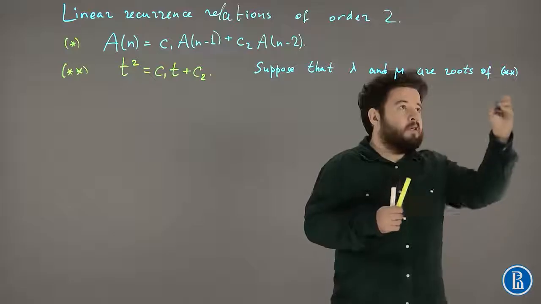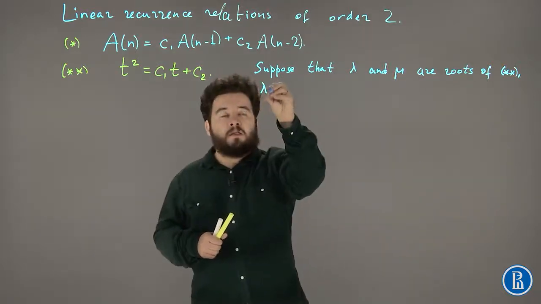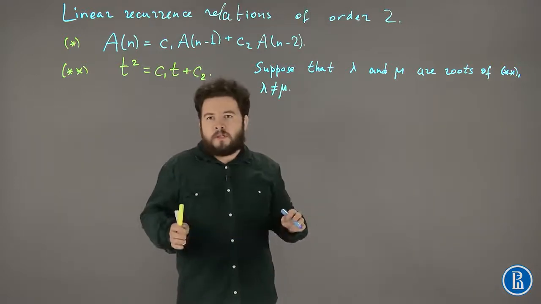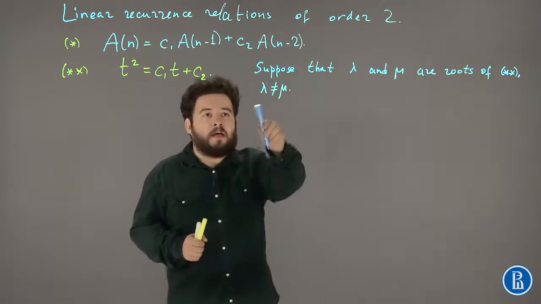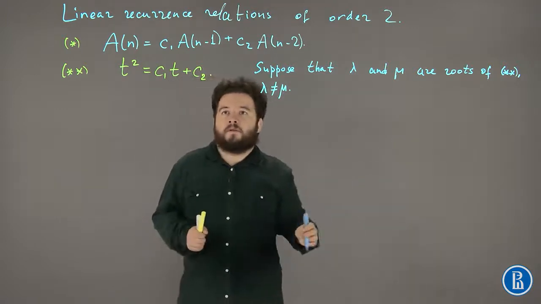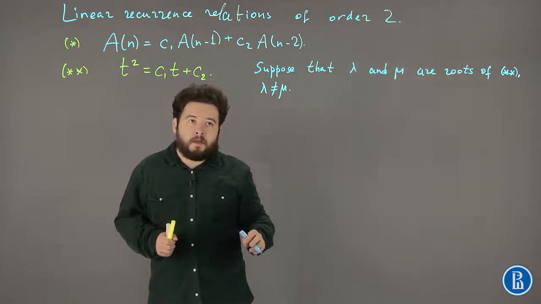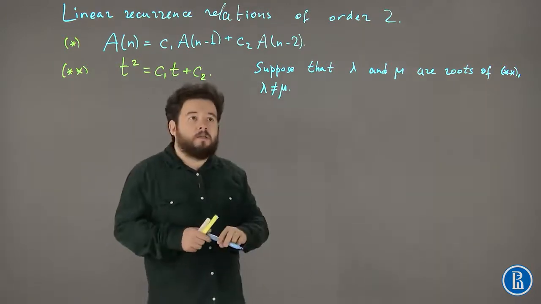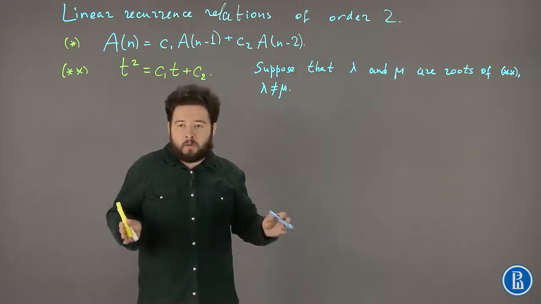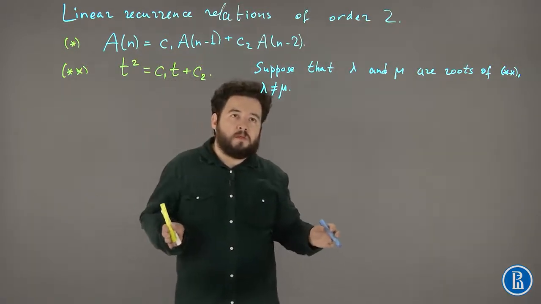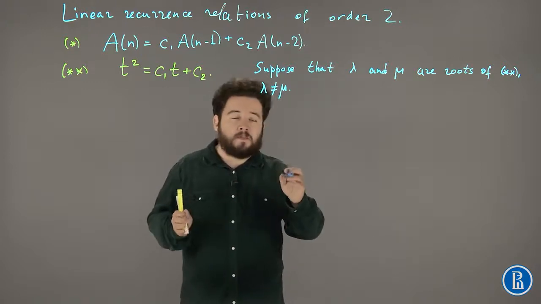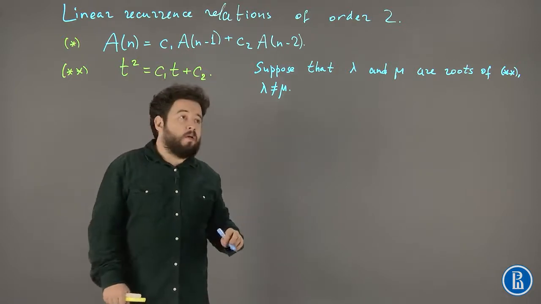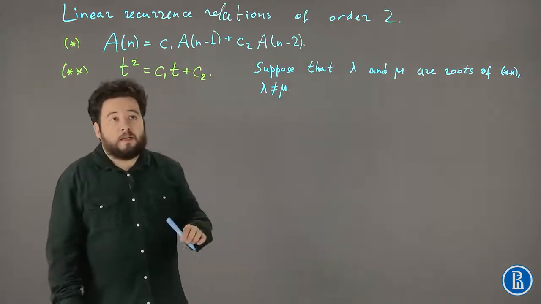And we suppose that lambda is not equal to mu. For the moment, you can suppose that lambda and mu are both real, but if the discriminant is negative, this won't change much, as we will see later. But if you are more comfortable with real numbers, not with complex ones, you can suppose that they are both real.